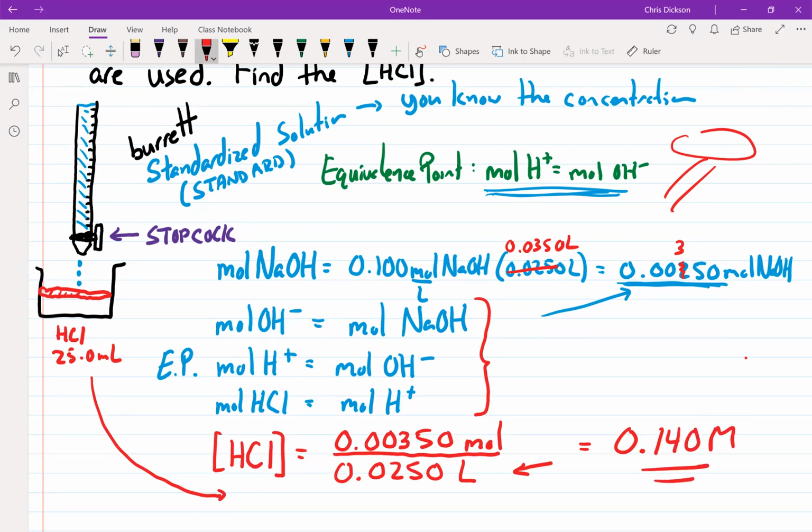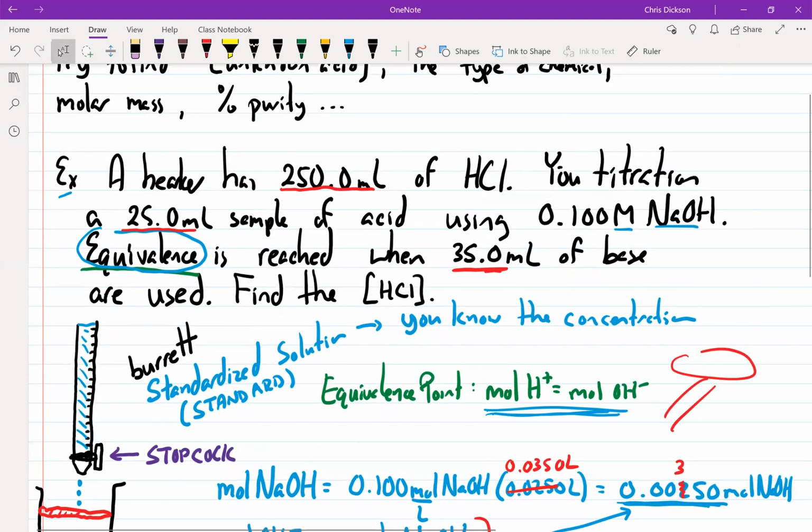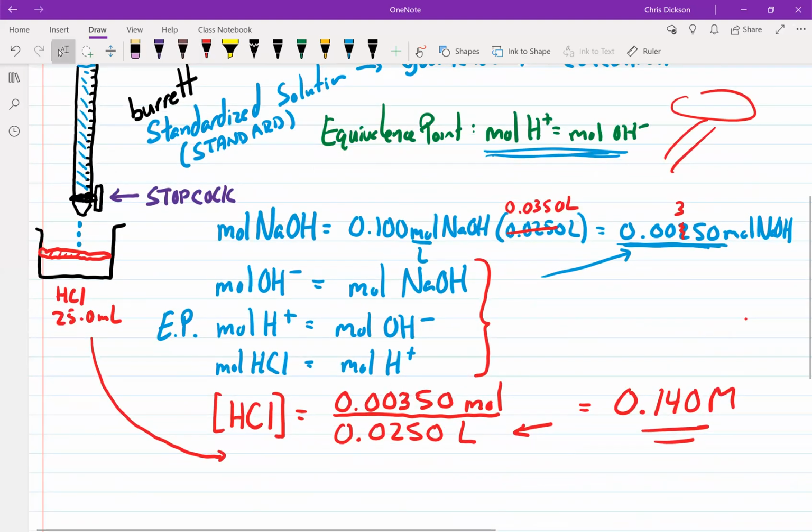Let's go back and check to see how we could have caught that mistake. Up here, it says that you have a 0.1 molar solution of base, and you use 35 mL of it to titrate only 25 mL. So the concentration of the acid has to be more than the concentration of the base, because if it was the same concentration, you would have had to use only 25 mL of base. You had to use more base than acid to neutralize it, which means that the acid must have been a higher concentration.